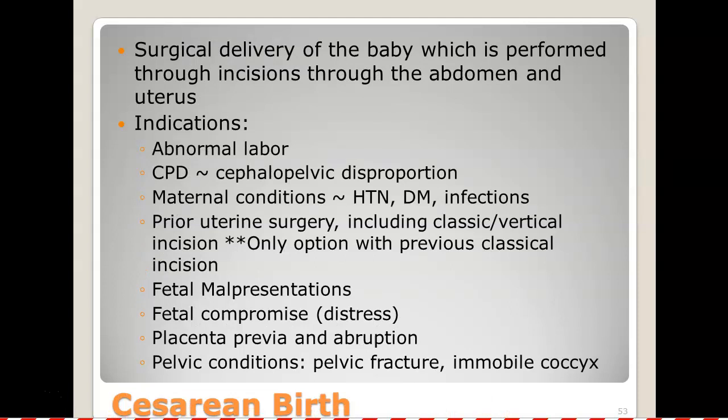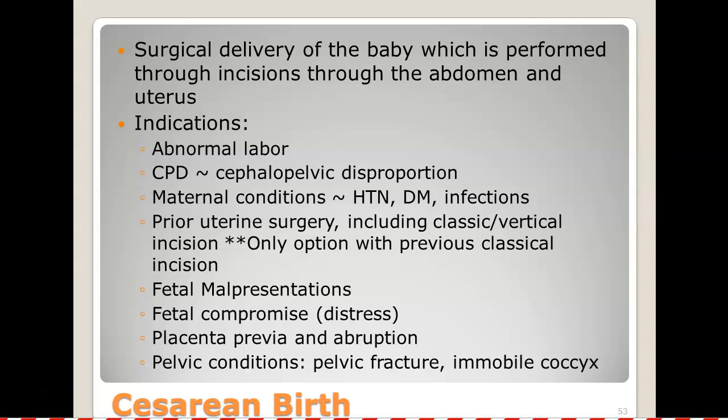A cesarean birth is also considered high risk. So it's not the natural, normal way, right, to have a baby. So surgical delivery of the baby, which is performed through incisions through the abdomen and the uterus. Reasons why we would need to do a cesarean section: if mom was having an abnormal or dysfunctional labor. If there was something called CPD, which is cephalopelvic disproportion, meaning that the head is non-proportionate to the pelvis that it needs to deliver through, either because the head is big in a macrosomic baby, or the pelvis is small or has a mal shape to it, not allowing the head to fit through.